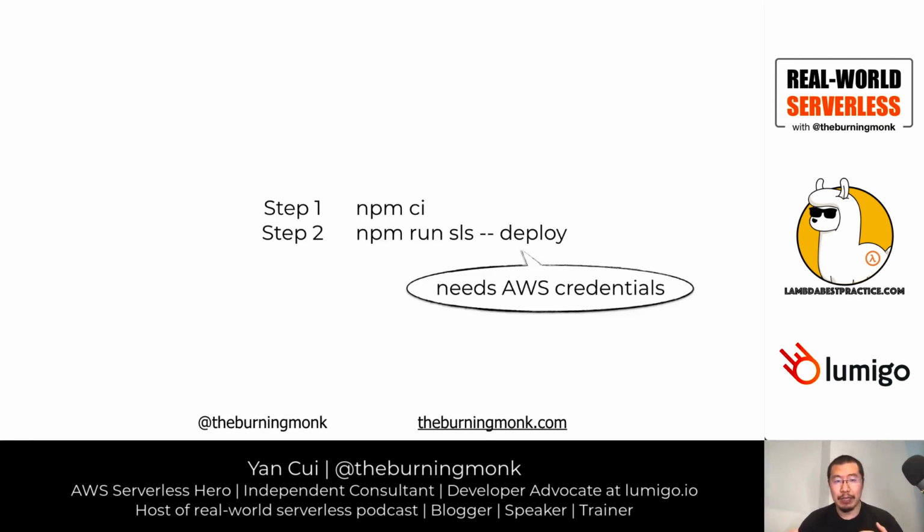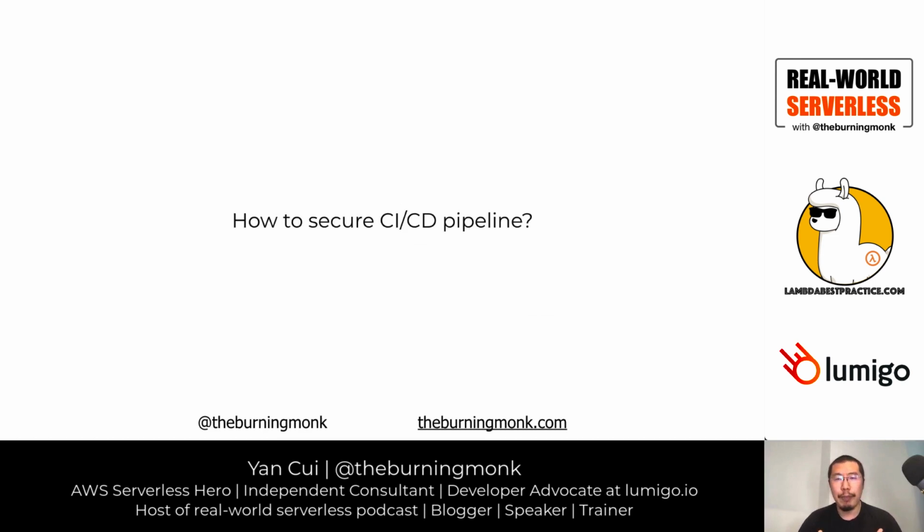But we still have to manage the AWS credentials to run deployments, right? And a pretty common question I get is, well, how do I secure my CI/CD pipeline itself?